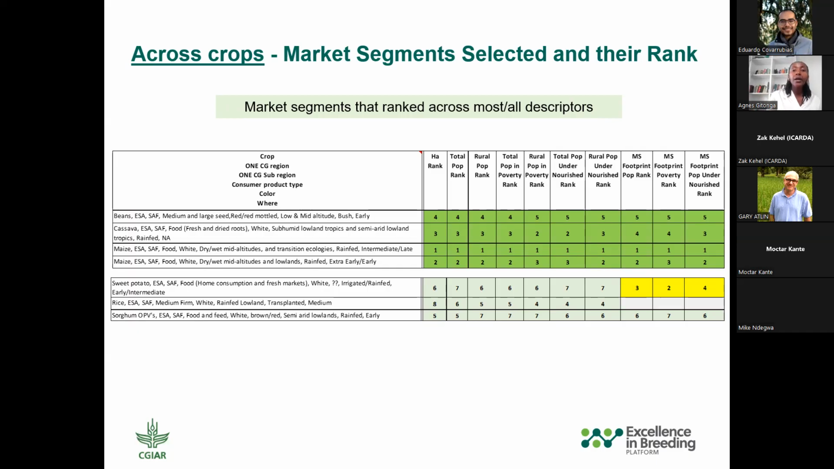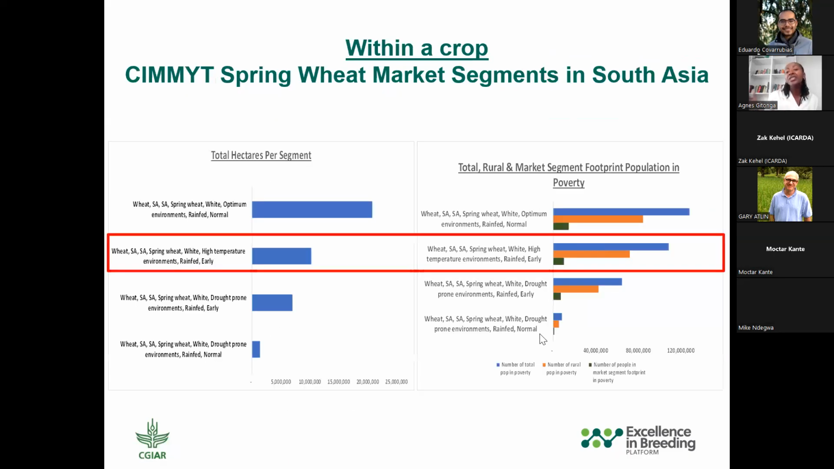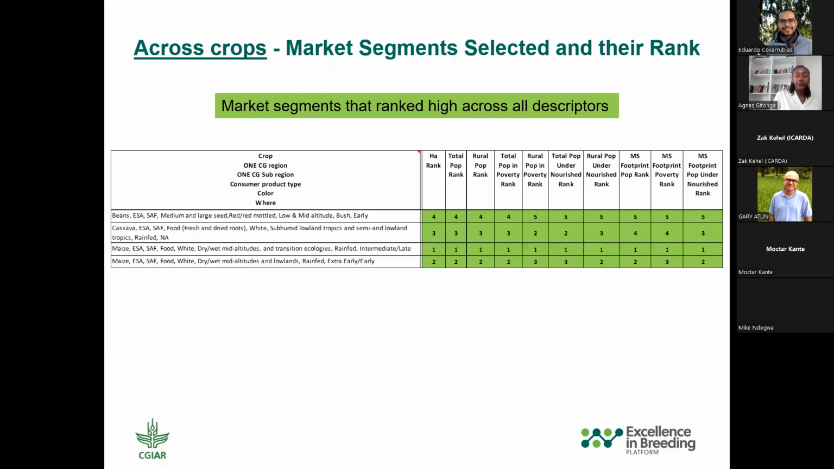But again, as we've been discussing, all this data cannot be looked at in isolation. For example, you may look at this and say rice is ranking a little lower, but when you look at the previous slides that we've talked about, you can see that rice has very many market segments in Southern Africa, and therefore the metrics are distributed across. So it is good to support data with data so that you're able to make good decisions.